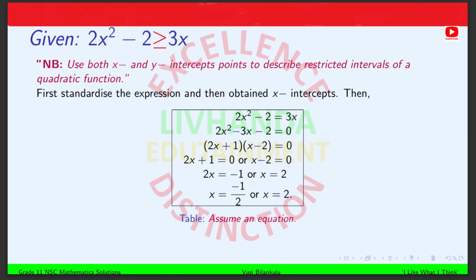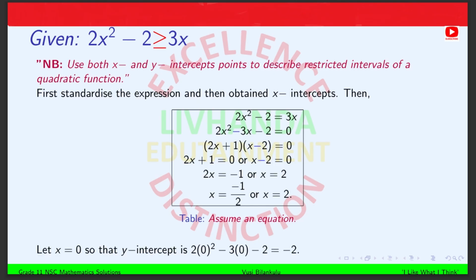Suppose the quadratic inequality of the form 2x squared minus 2 greater than or equal to 3x is given. To solve for x, it is necessary to obtain both x and y intercepts. For x-intercepts, assume equality and proceed using a standard approach of factorizing. The standard equation is given by 2x squared minus 3x minus 2 equals 0. Next, the two factors of the equation are 2x plus 1 and x minus 2. Therefore, critical values of x equal either negative 1 over 2 or positive 2.